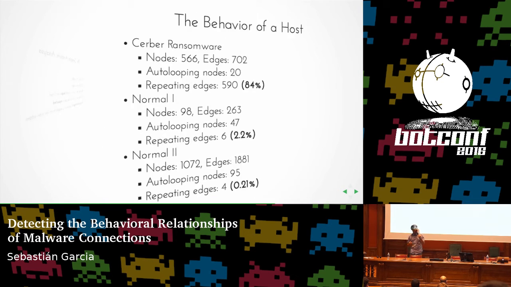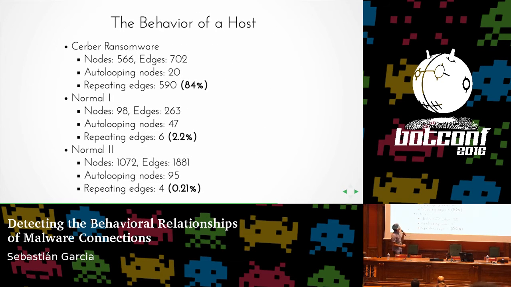So now we can compute something. And look at this. The server ransomware: 566 nodes, 600 edges, auto-looping nodes 20, and repeating edges 590. That gives me 84% of the edges are repeating. And in the normal case, only 2.2%. And in the second normal case I showed you, 0.21%.